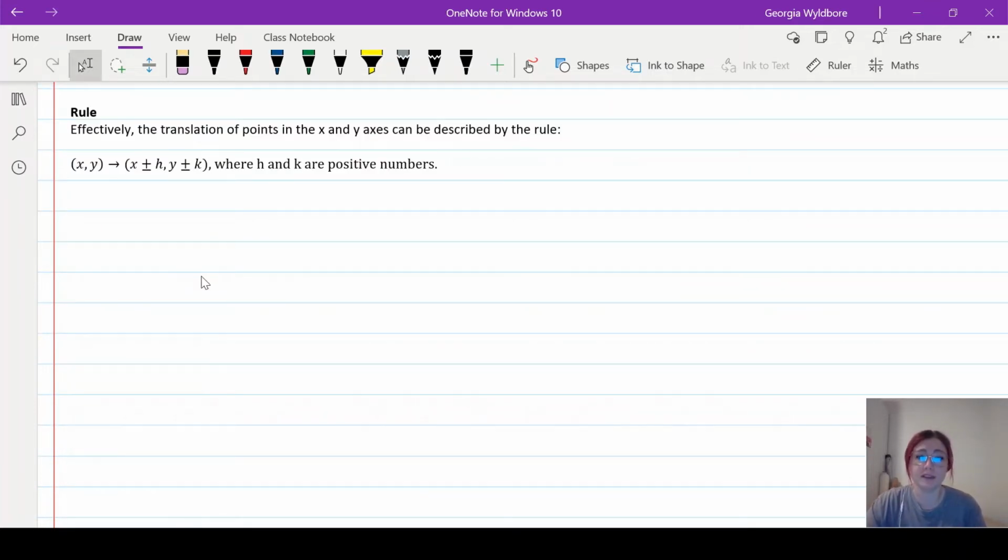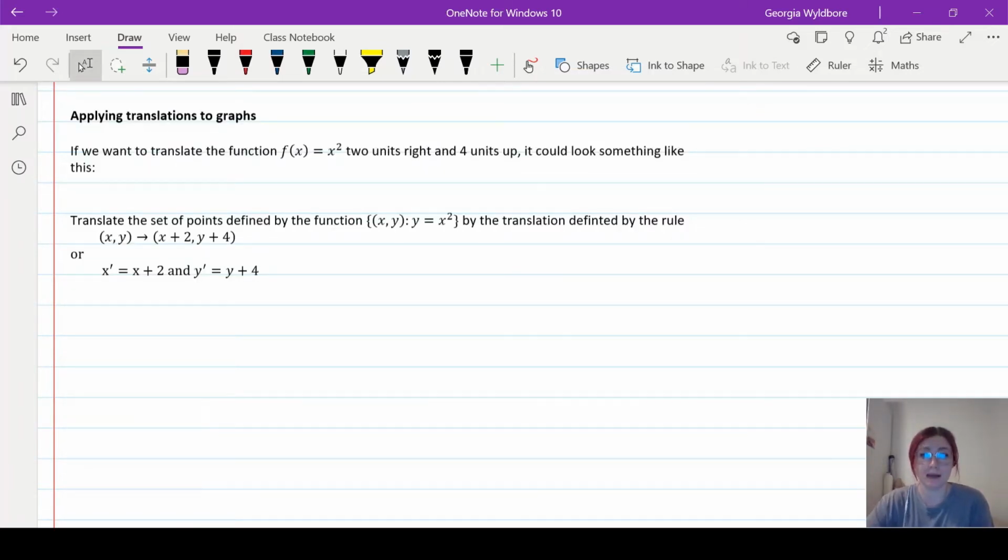So the rule in this case, the translation of points in the x and y axes can be described by the rule that the point (x, y) maps to (x plus or minus h, y plus or minus k), where h and k are positive numbers. So you'll be kind of thinking back to when we did translation of quadratics, that when we're in turning point form, we've got h and k giving us our x and y translations. This is the exact same case.